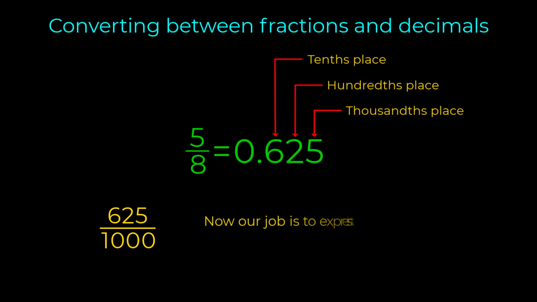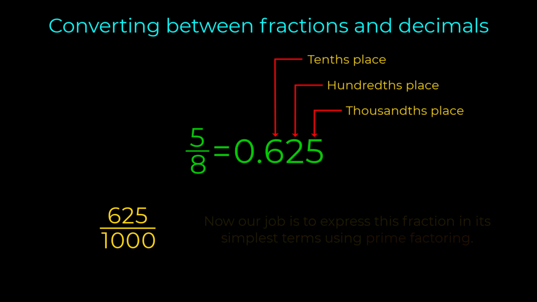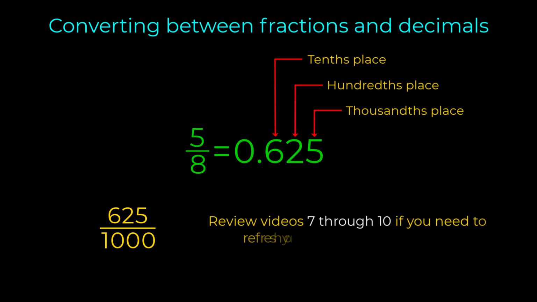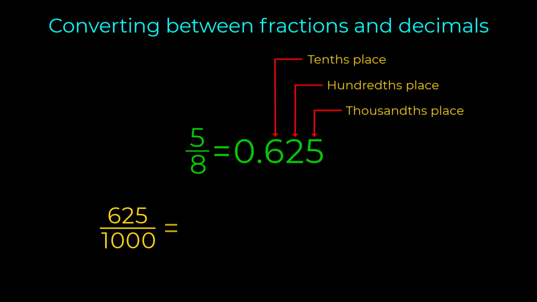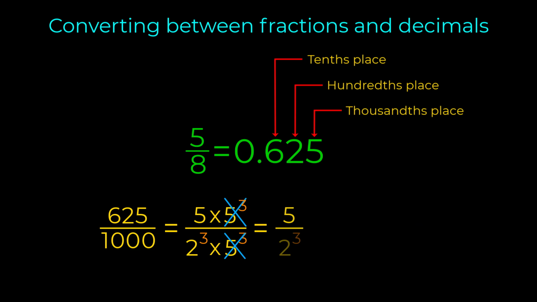Now our job is to reduce that fraction into simplest terms using prime factoring. I'll prime factor this very quickly for you. If you need to refresh yourself on the process, look at videos 7 through 10. The prime factorization of 625 is 5 to the 4th power. The prime factors of 1,000 are 2 cubed times 5 cubed. The greatest common factor is 5 cubed, which we factor out from both the numerator and denominator. The fraction simplifies to 5 over 2 cubed, which is equal to 5 over 8.